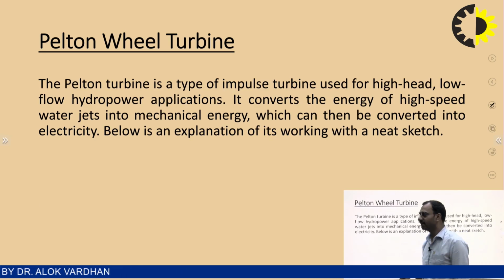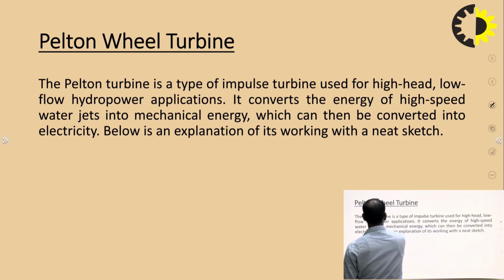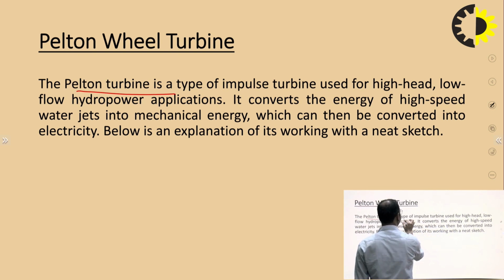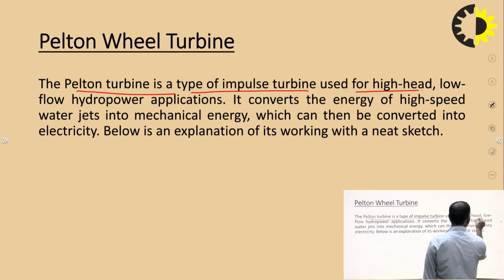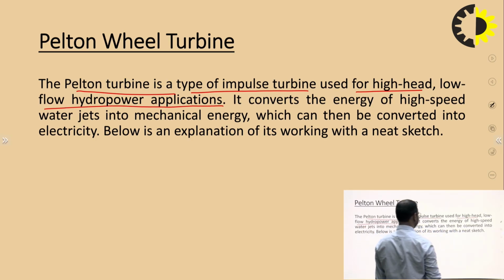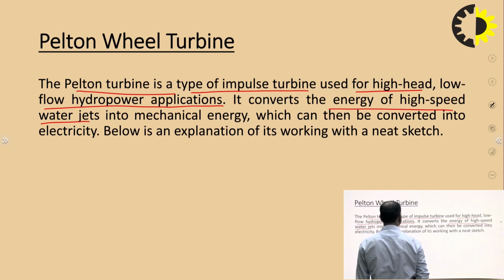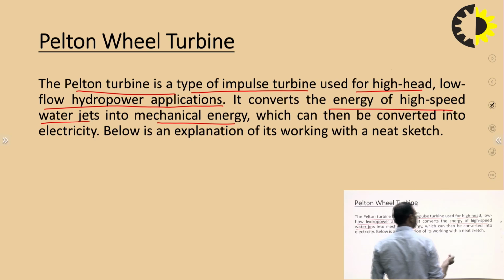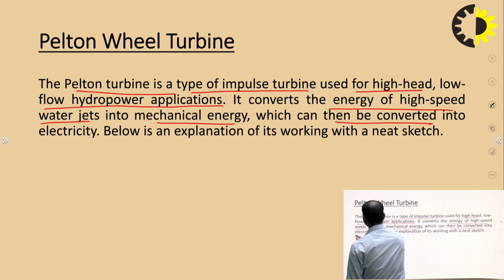First of all, I will discuss the Pelton wheel turbine. Basically, the Pelton turbine is a type of impulse turbine used for high head, low flow hydropower applications. It converts the energy of high speed water jets into mechanical energy, which can be further converted into electricity.